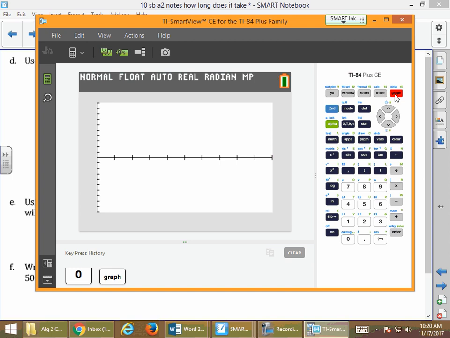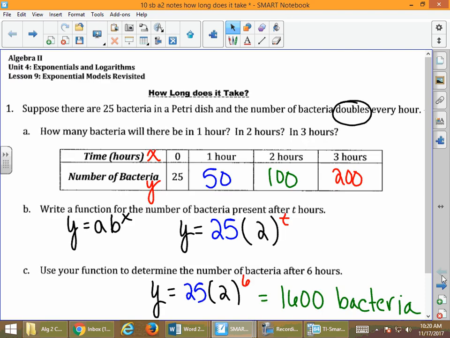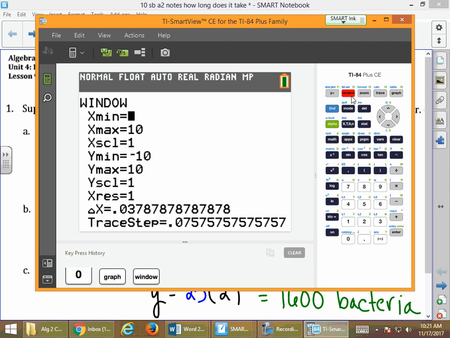I can't see anything on the graph. But if we get the appropriate y values in here, amount of bacteria. Well, once again, look at these values here: 25, 50, 100, 200. Are we ever going to have negative bacteria? We're never going to have negative. So I'm going to start at 0. But the values that we have, again, in our table were the 25, the 50, the 100, the 200.